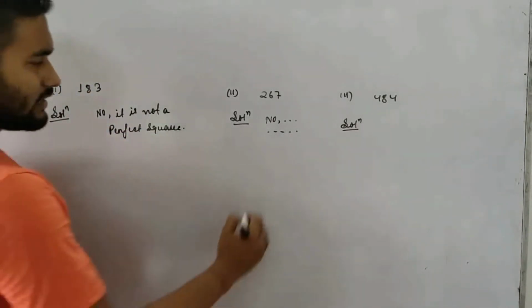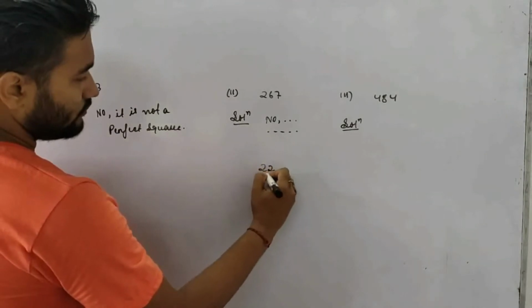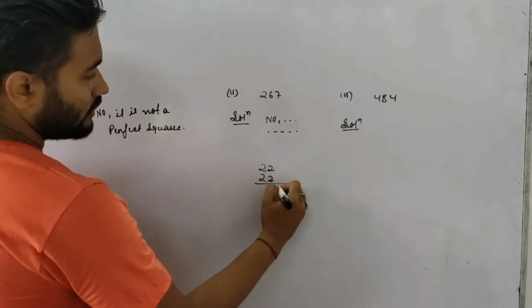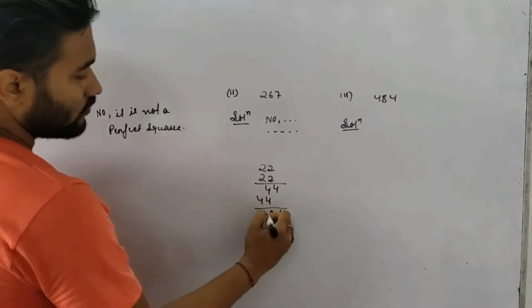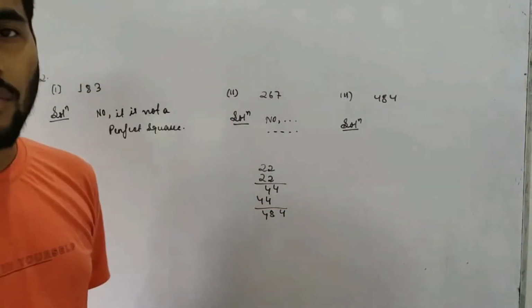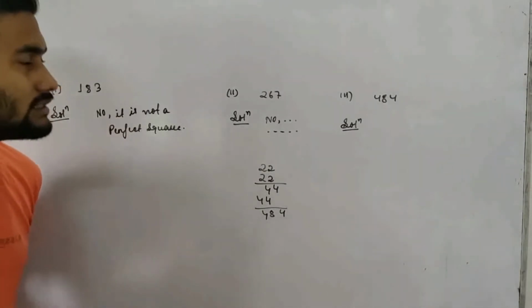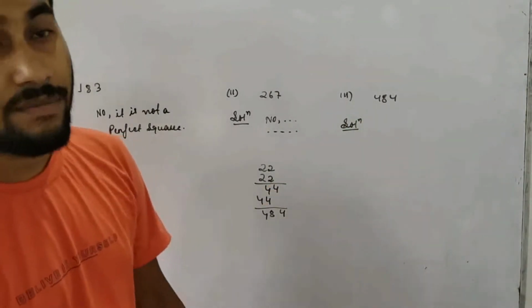Okay, so let me check. Say 22 into 22. 2 2 ja 4, 2 2 ja 4, 2 2 ja 4, 4, 8, 4. So if any one of you has memorized 22 square, then you can say that yes, 484 is a perfect square.